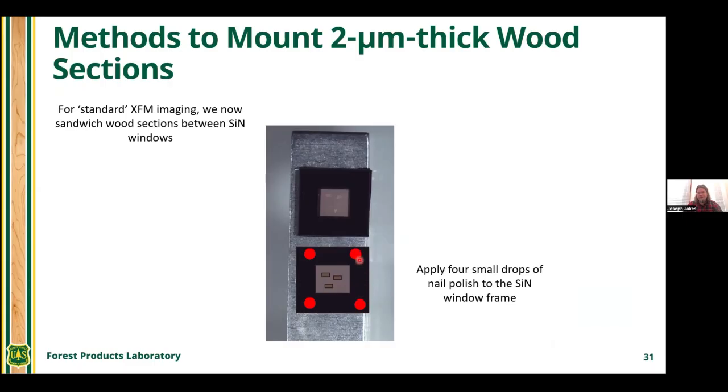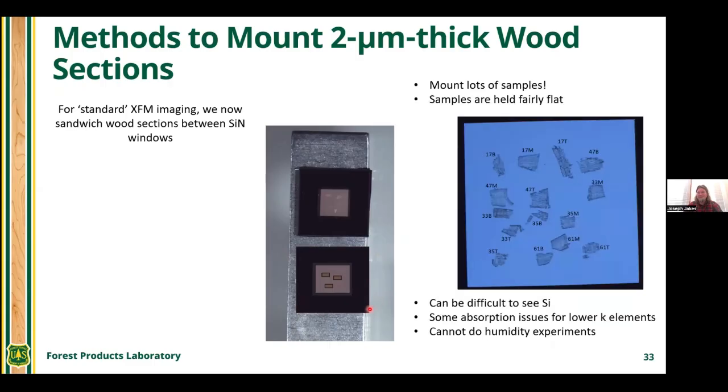And then once you have your sections, carefully again put 4 more drops of nail polish down, and then go ahead and put that second silicon nitride window on top, in this case with the flush side down, so it presses the sections flat. So here's just an example of one of these silicon nitride window sandwiches loaded up with different wood sections.